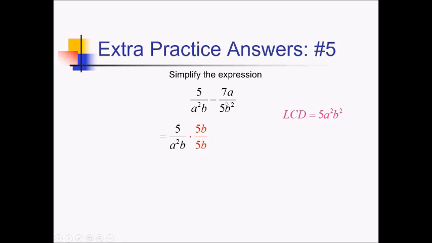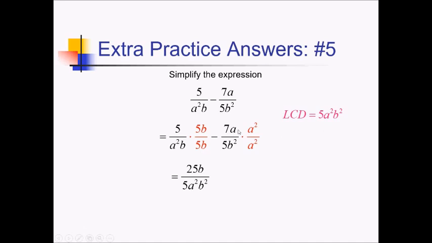For this other fraction, we have to multiply by, it looks like just an a squared. That's all that's missing from the LCD. So a squared over itself. And now actually multiplying these out, this first fraction, 5 times 5b, that's going to give us 25b, over, this is going to be 5a squared b squared, just to double check here. And it should have given us that because that was our LCD that we were doing this to get.